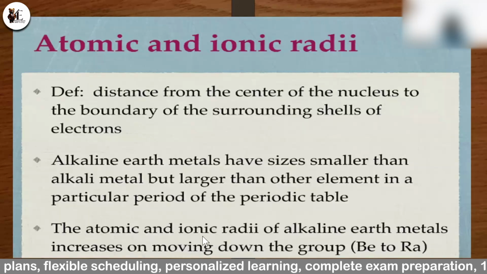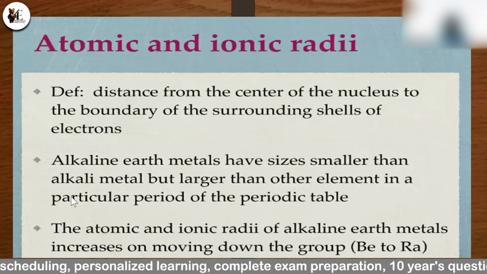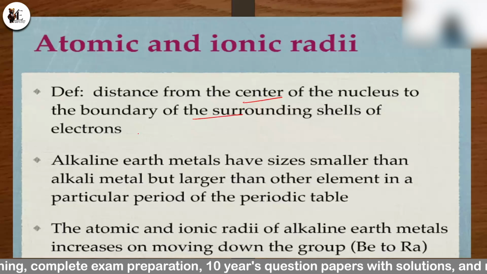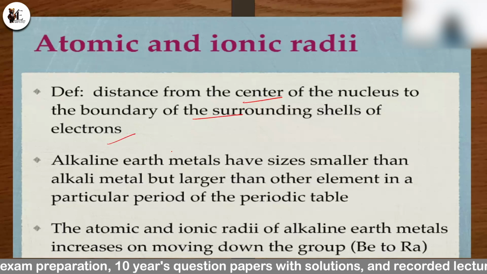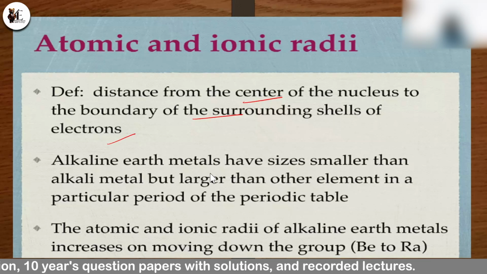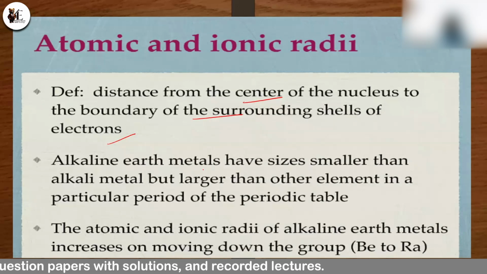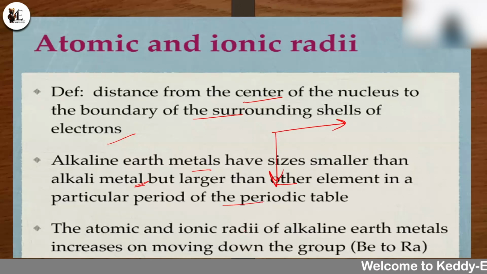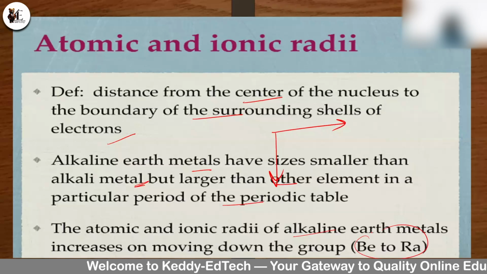Okay. Next is your atomic and ionic radii. So what is the definition of it? The distance from the center of the nucleus to the boundary of the surrounding shells of electrons is atomic radii, as you already know. Now let us compare with the alkali metals. Alkaline earth metals have sizes smaller than alkali metals but larger than other elements in a particular period of the periodic table, because you know the trend. Here the atomic size decreases, but here the atomic size increases. Here it is written that atomic and ionic radii of alkaline earth metals increase on moving down the group. Okay, write it down.